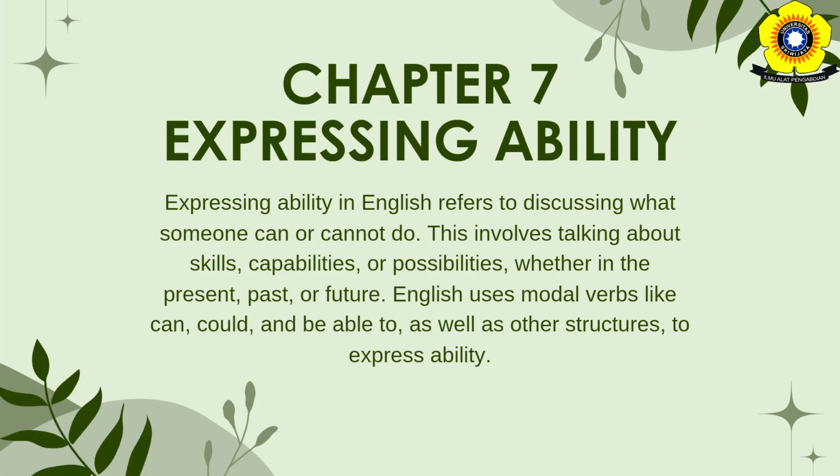Chapter 7: Expressing ability. Expressing ability in English refers to discussing what someone can or cannot do. This involves talking about skills, capabilities, or possibilities, whether in the present, past, or future. English uses modal verbs like can, could, and be able to, as well as other structures to express ability.